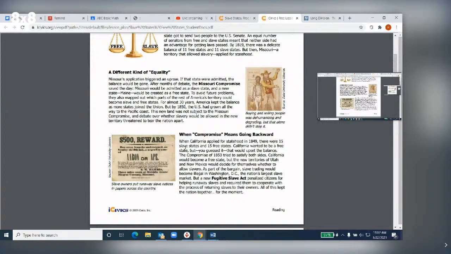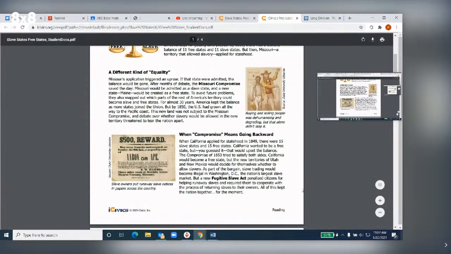California wanted to be a free state, but you guessed it, that would upset the balance. The Compromise of 1850 tried to satisfy both sides. California became a free state, but the new territories of Utah and New Mexico would decide for themselves whether to allow slavery. As part of the bargain, slave trading would become illegal in Washington, D.C., the nation's largest slave market. But a new Fugitive Slave Act penalized citizens for helping runaway slaves and required them to cooperate with the process of returning the slaves to their owners. All this kept the nation together for a moment. So we're at 1850 here. The Civil War is less than 10 years away.